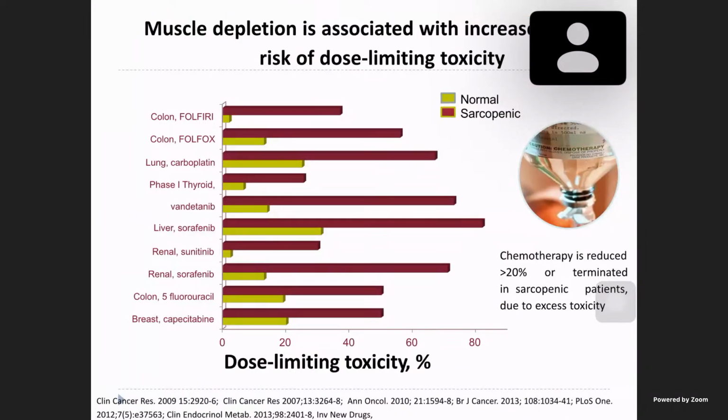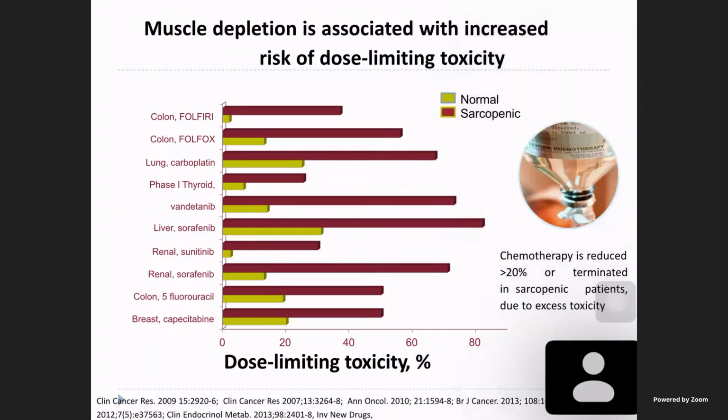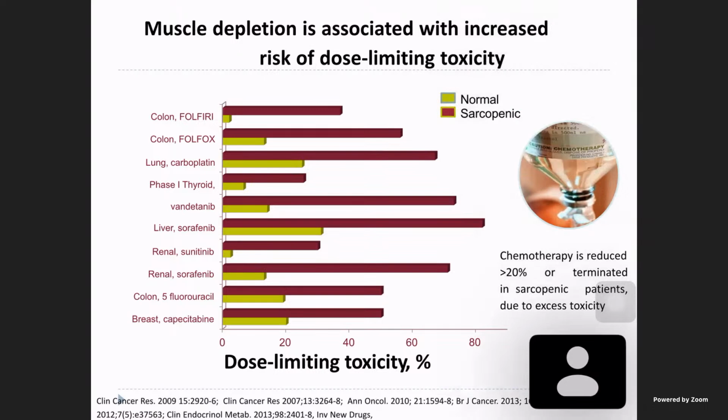So we know all this leads to muscle depletion, which is associated with weakness and fatigue, but also with increased risk of toxicity from the different regimens. So there is data which says if the patient becomes sarcopenic, the toxicity is much more, as shown in this chart. Whatever chemotherapy regimen the patient is receiving, if the patient is malnourished or sarcopenic, there is increased risk of toxicity.